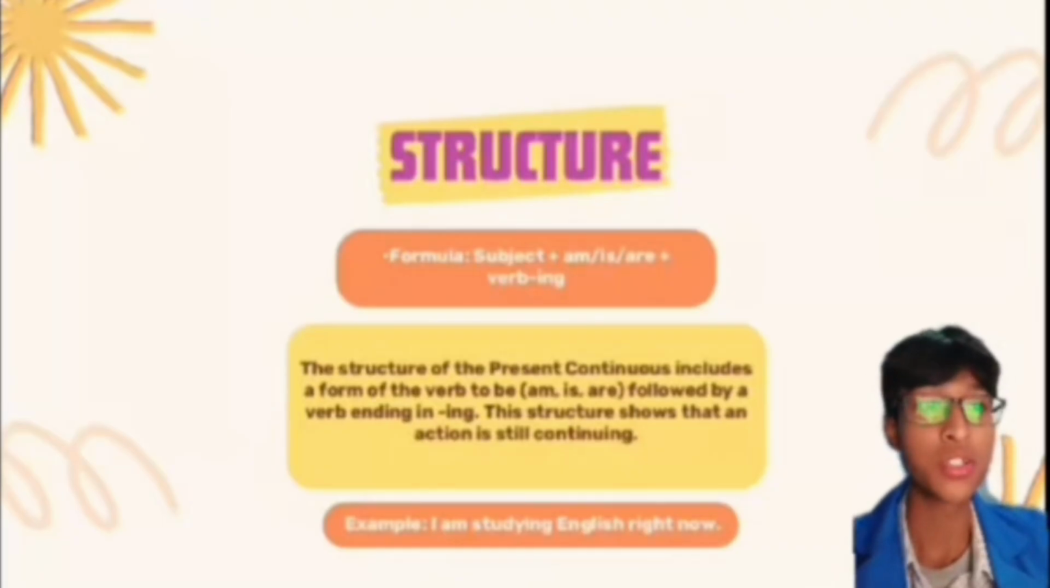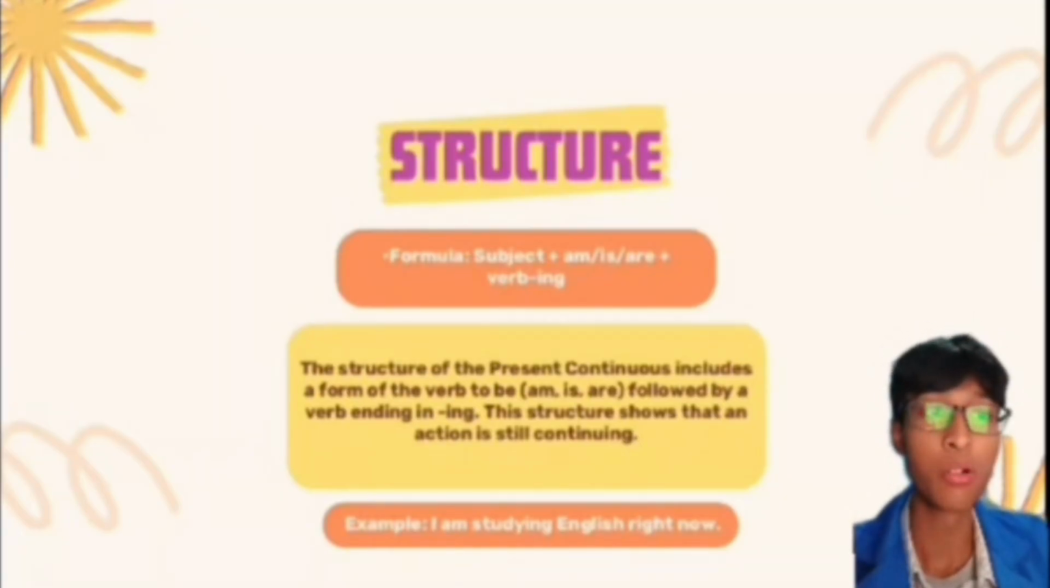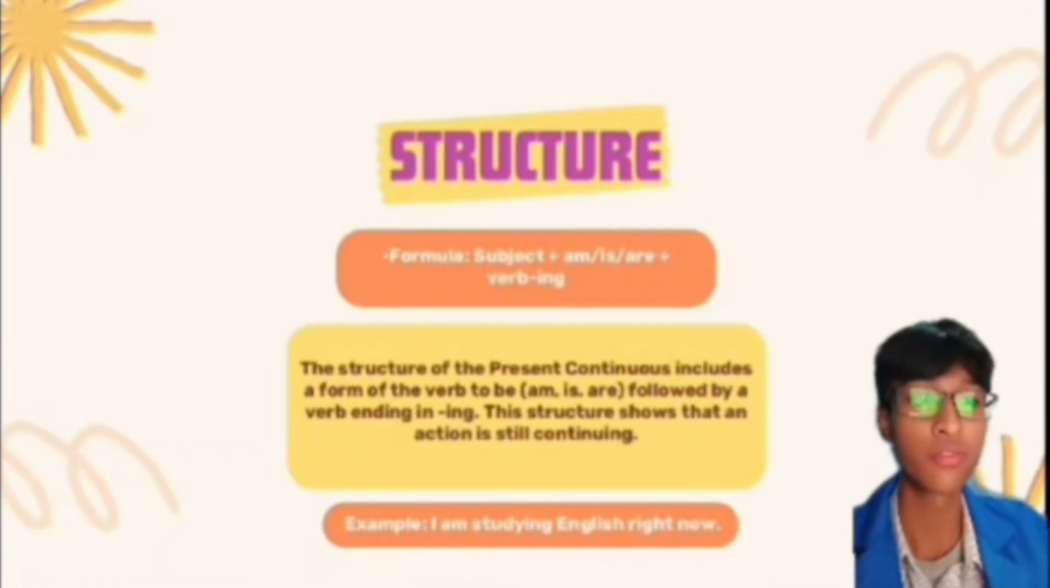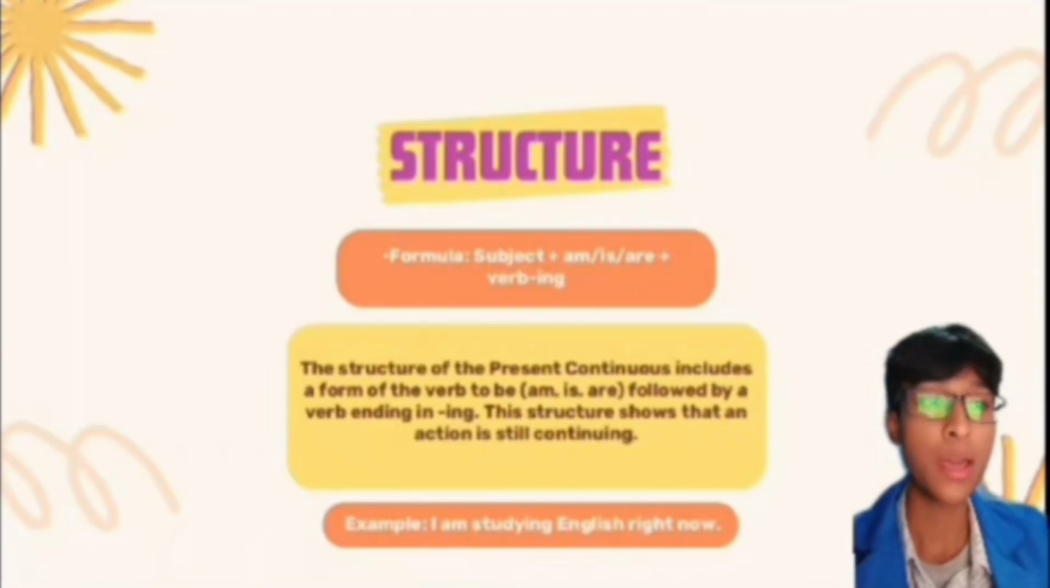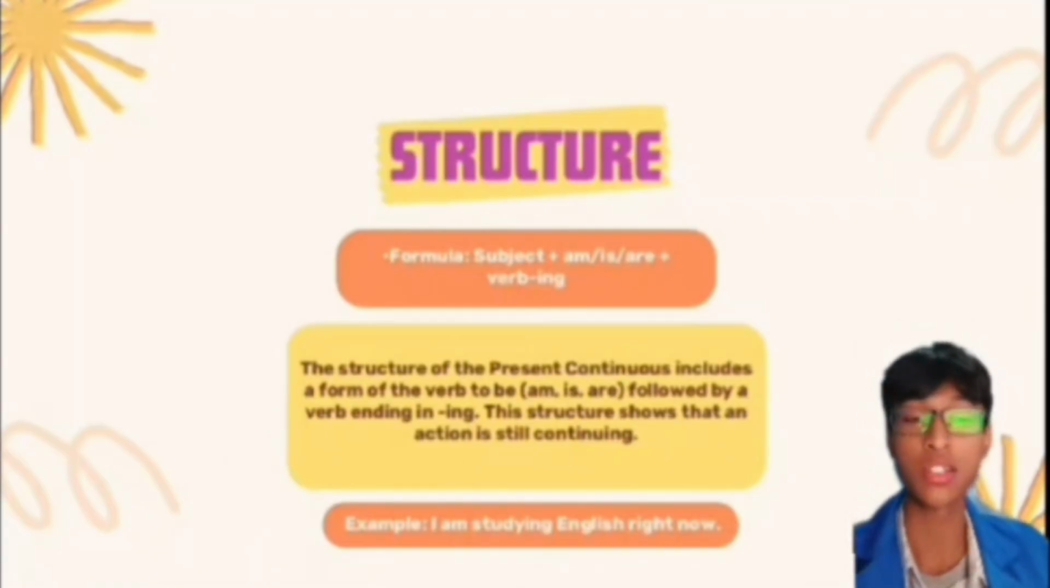The next one is structure, where the formula contains subject plus am, is, or are, plus verb-ing. The structure of the present continuous includes a form of the verb to be: am, is, or are, followed by a verb ending in ing. This structure shows that an action is still continuing. Example: I am studying English right now.